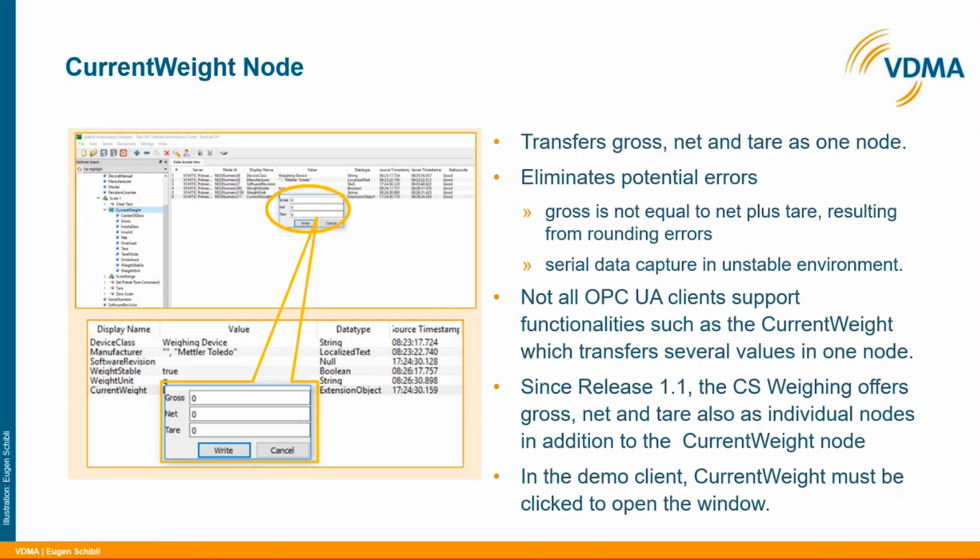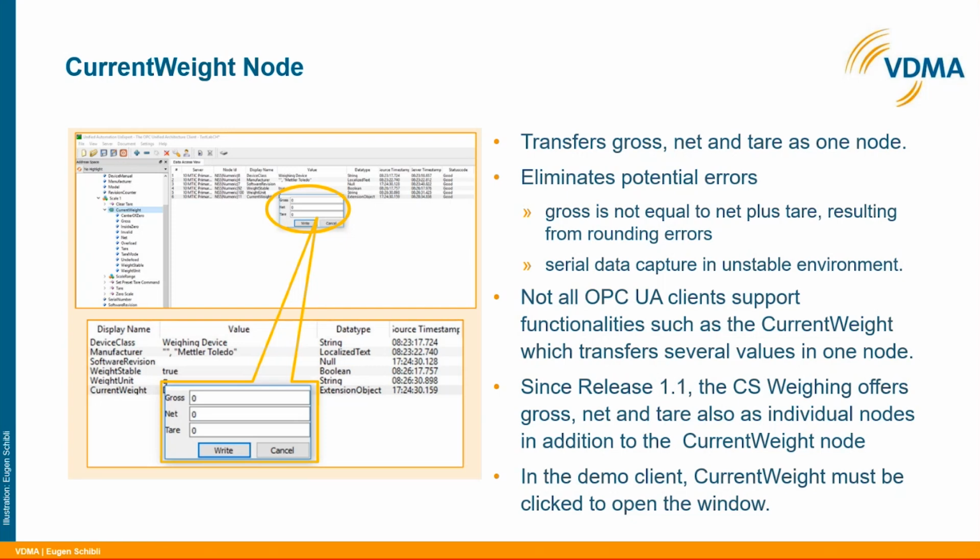We transfer 3 values at once: the gross value, the net weight, and the tare weight. Why do we do this? Most of you will know that the gross weight is the sum of the tare weight and the net weight. And we all know in information technology that these values, even at very high speed, are captured one after the other.